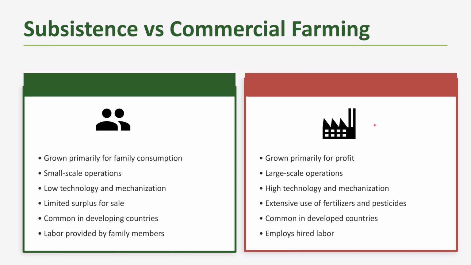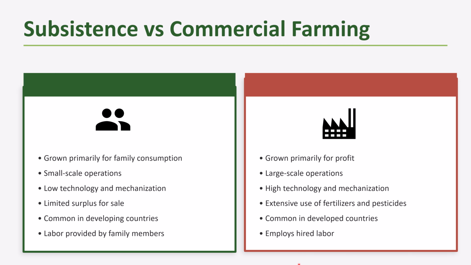On the right we have commercial farming. This is a business-driven model where crops and livestock are grown primarily for profit. These are large-scale operations that utilize high technology and heavy mechanization to maximize efficiency. To ensure high yield, there is extensive use of fertilizers and pesticides. This system is common in developed countries and relies on hired labor rather than just the family unit.